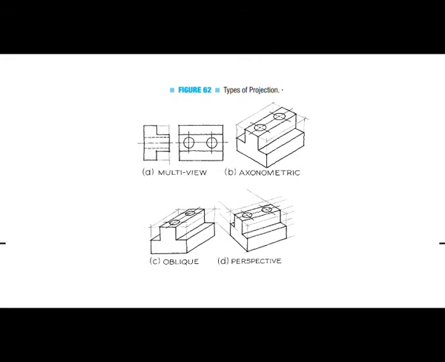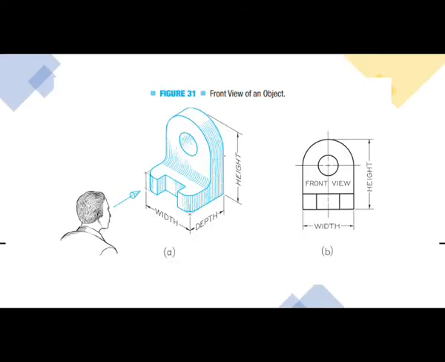So there are types of projection: multi-view, axonometric, oblique, and perspective. Multi-views, oblique, and perspectives are really very important to understand. Like the front view of objects: there is a 3D object, and the observer's eye is looking from the front side. Okay, these are the dimensions.